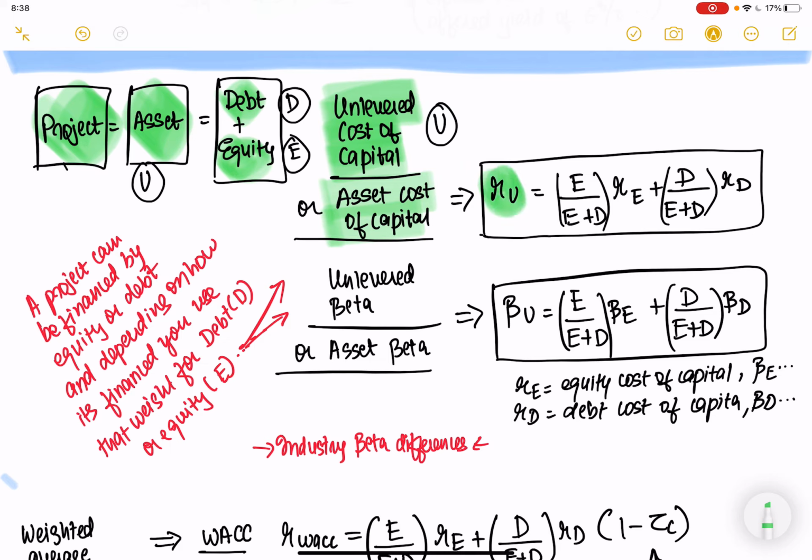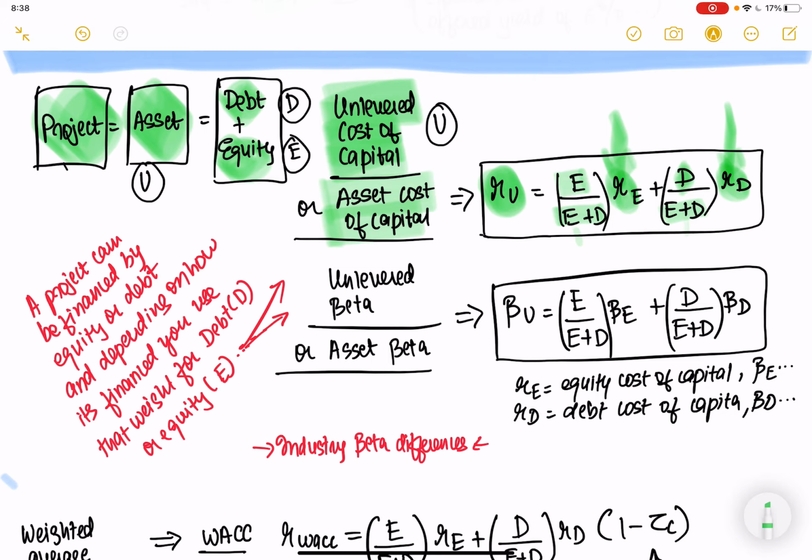So the return expectation of an asset, RU, or RV for the enterprise or the asset. There are different terms, but RU is basically equity over equity plus debt times the return expectation of equity, plus debt over equity plus debt times the cost of capital for debt. Once you combine them based on the weight of equity and the weight of debt you're using, you can actually find out the unlevered cost of capital.